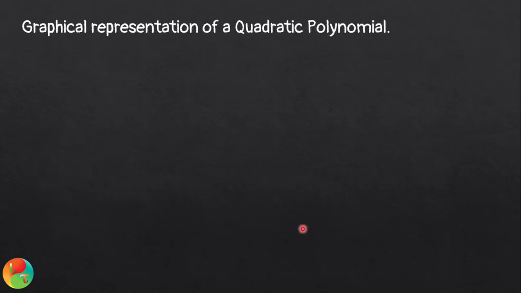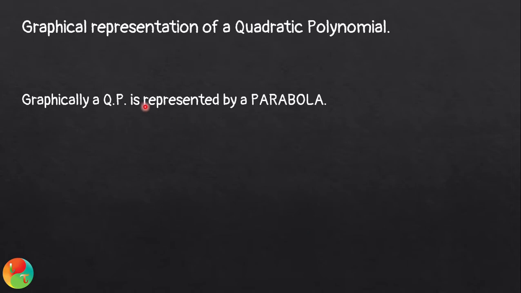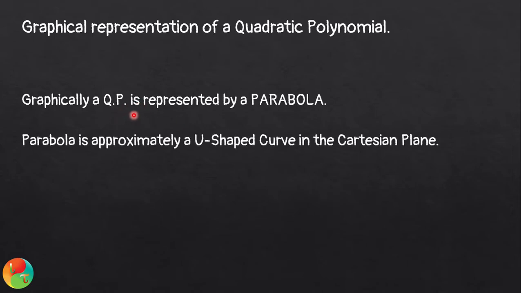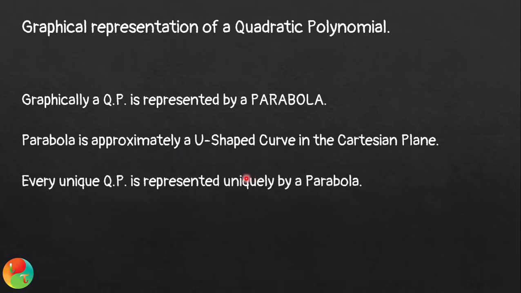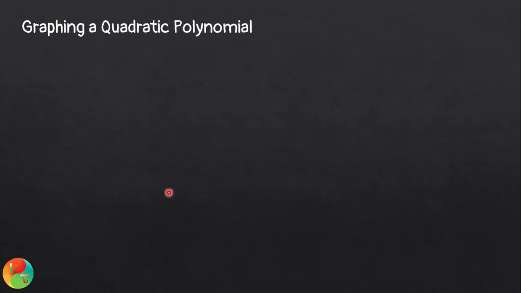Now let's talk about the graphical representation of a quadratic polynomial. Graphically, a quadratic polynomial is represented by a parabola. Parabola is approximately a U-shaped curve in the Cartesian plane, and every unique quadratic polynomial is represented uniquely by a parabola. Now what we'll do, we'll graph a quadratic polynomial.